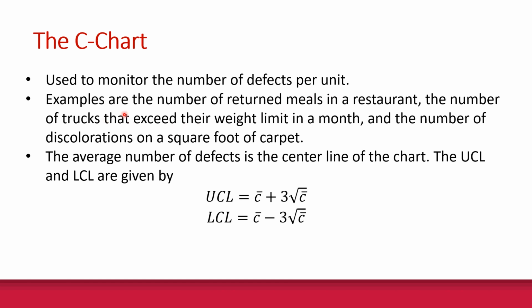Examples, for example, the number of returned meals in a restaurant, the number of trucks that exceed their weight limit in a month, the number of discolorations on a square foot of carpet. All these would be examples of where the C chart would be useful to apply. So the average number of defects is the center line of the chart, and the upper control limit and lower control limit are given by the following formulas.